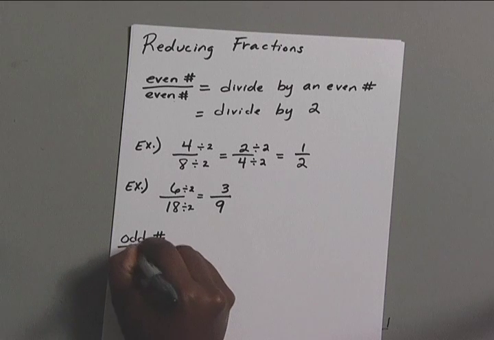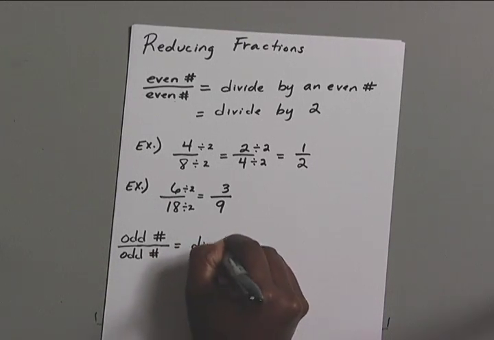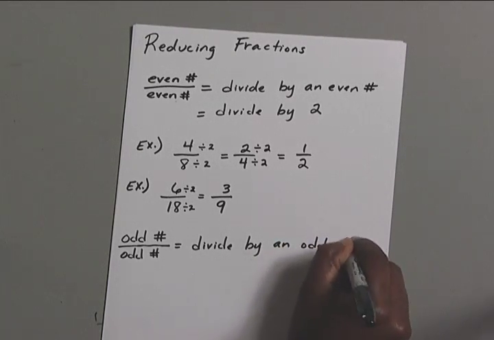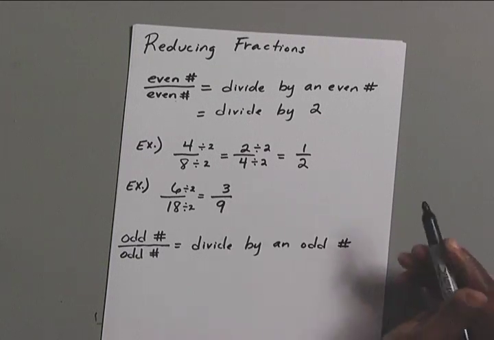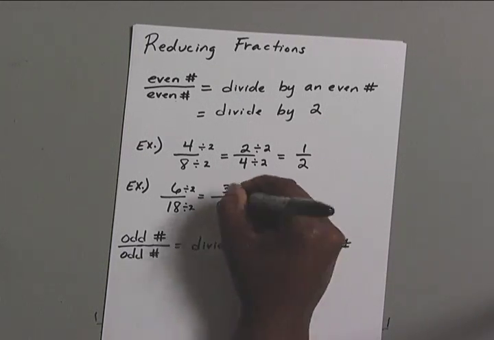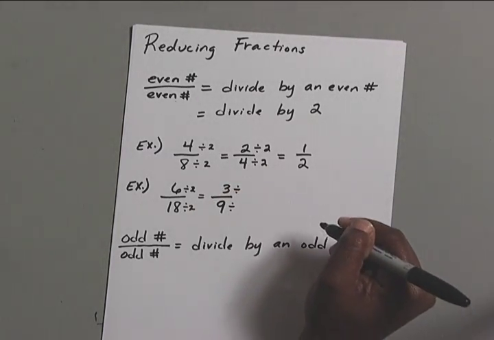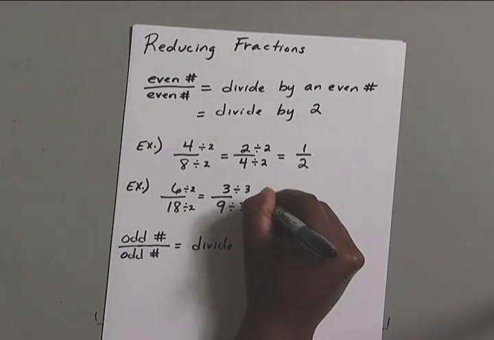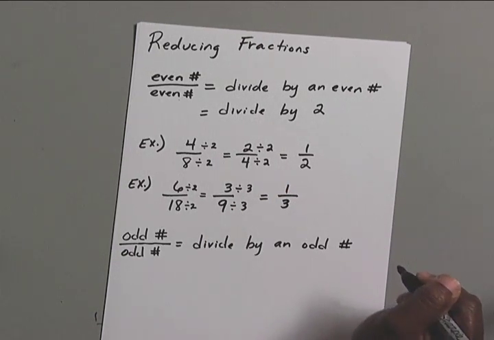And the way to divide or reduce an odd number by an odd number is to divide by an odd number. And so going back to our example, we have 3 over 9, and both 3 and 9 are odd numbers. So what we would do, we're looking for the smallest number that we can divide evenly into both. And in this case, it would be 3. 3 divided by 3 is 1. 9 divided by 3 is 3.